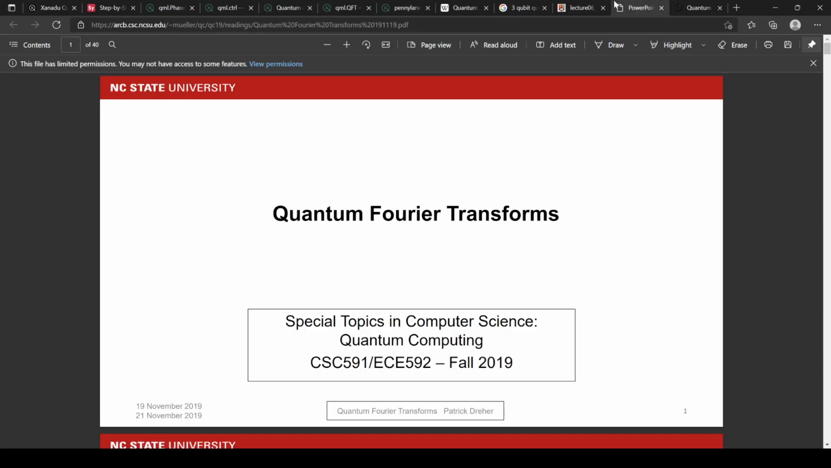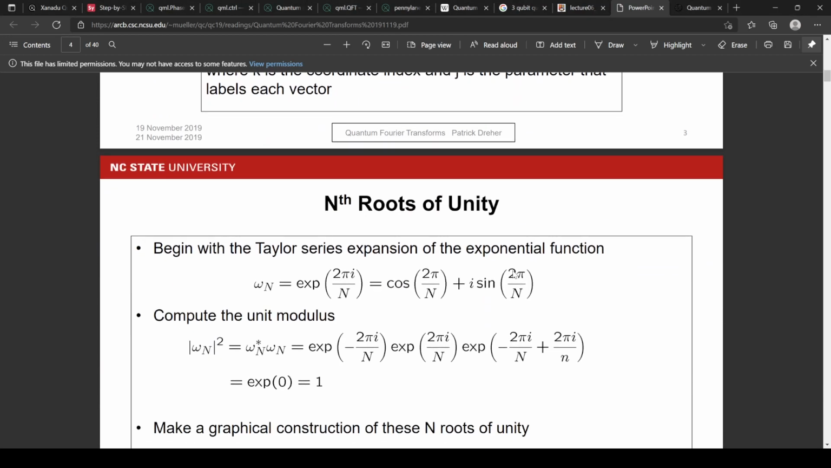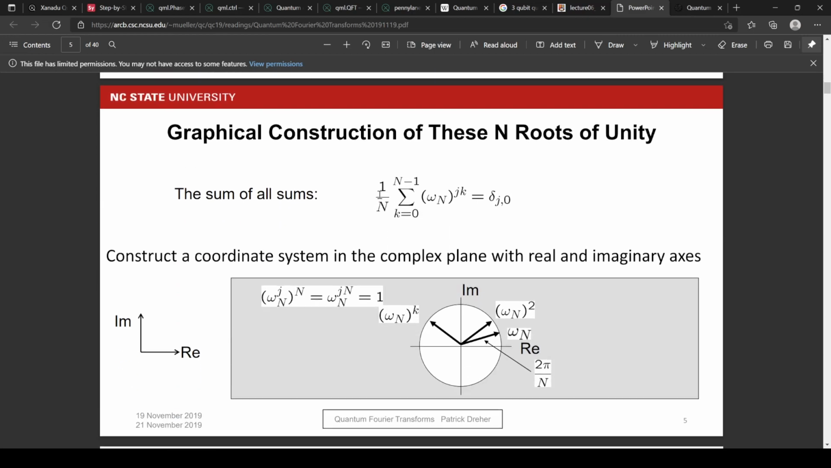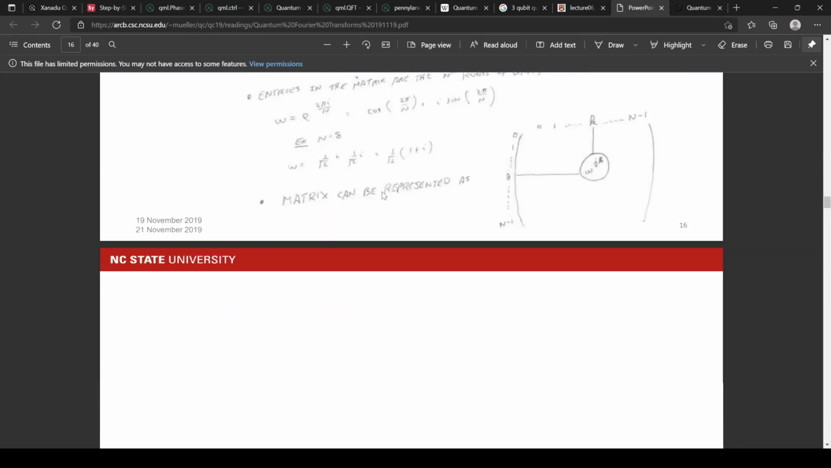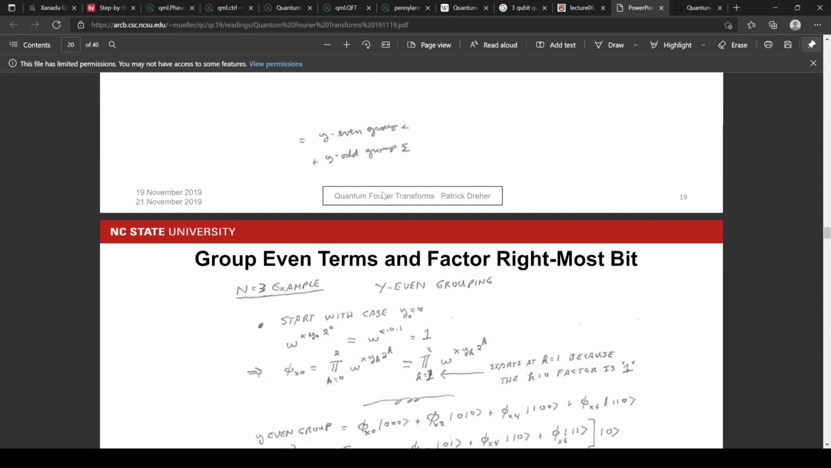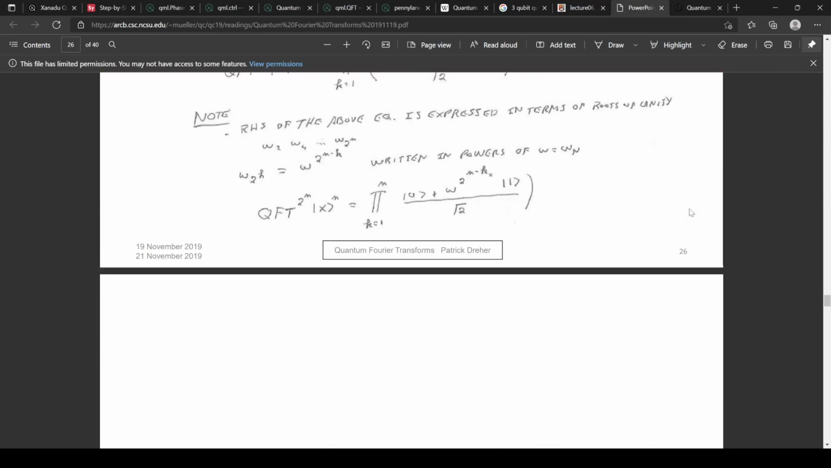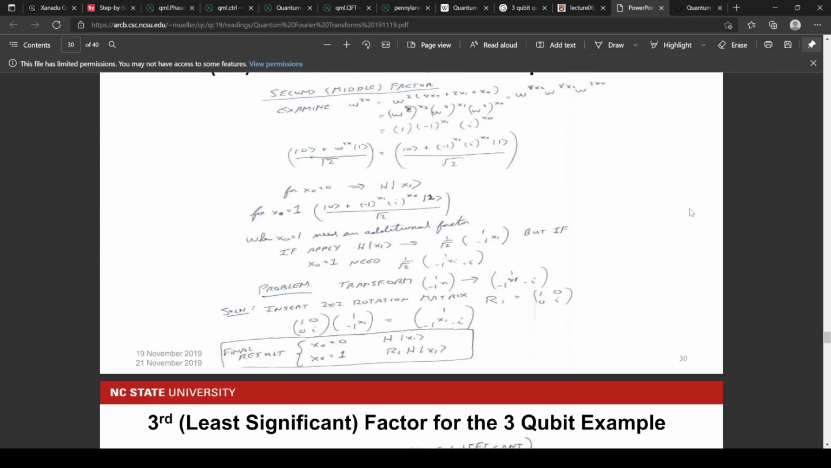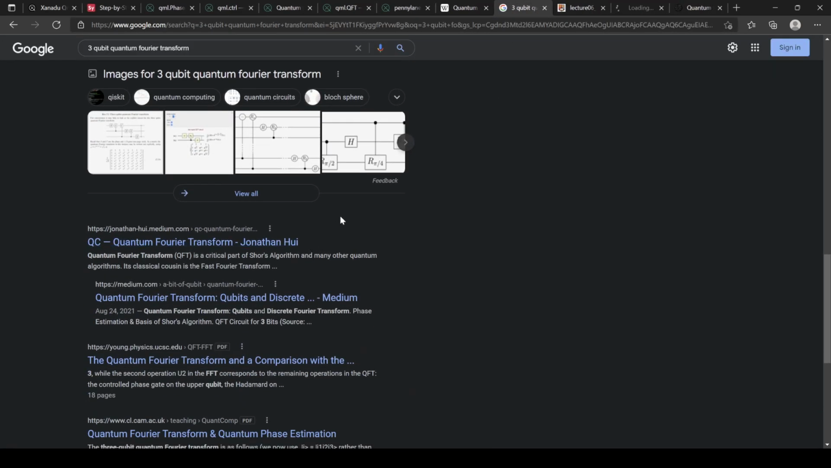Let's see. Make sure I'm sharing. Yes, I'm sharing the right screen. I just got an insane amount of notifications again. Okay, yeah, I don't need to know about the roots of unity. I just want to see this sort of thing. That's too theory focused. Let me look at some.